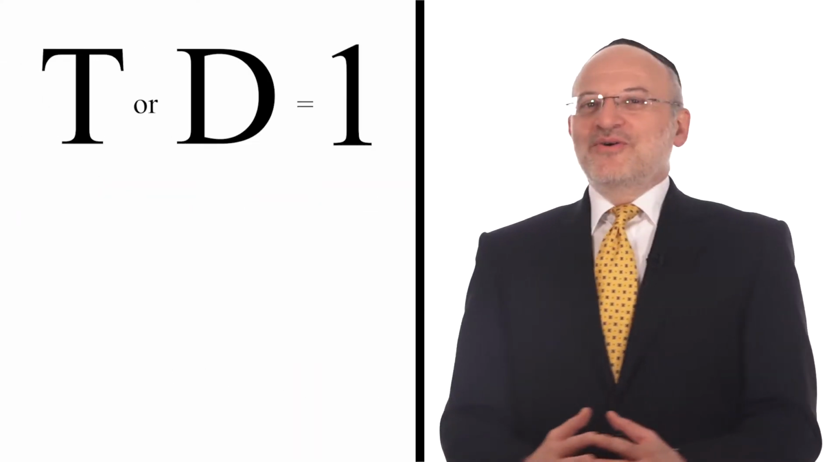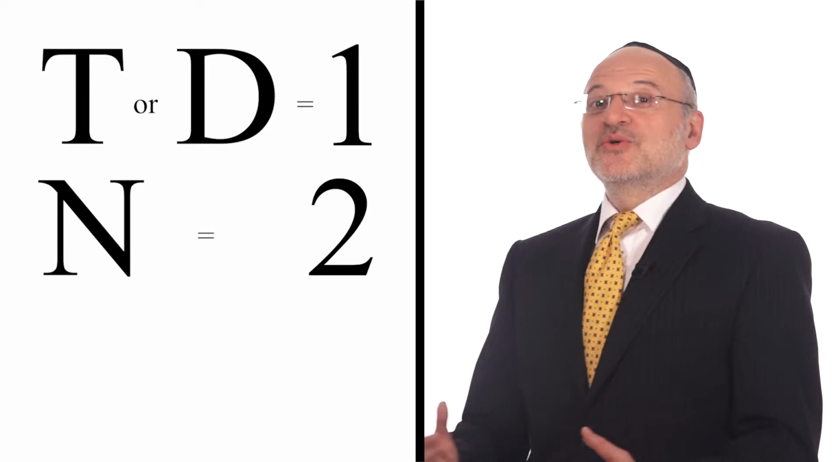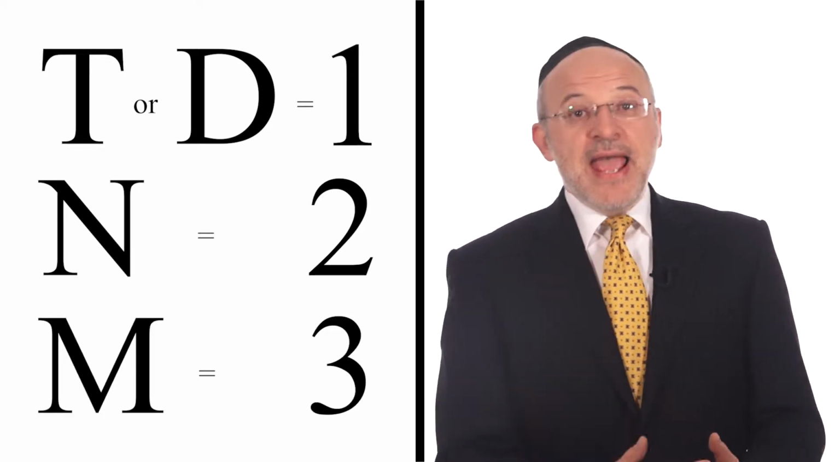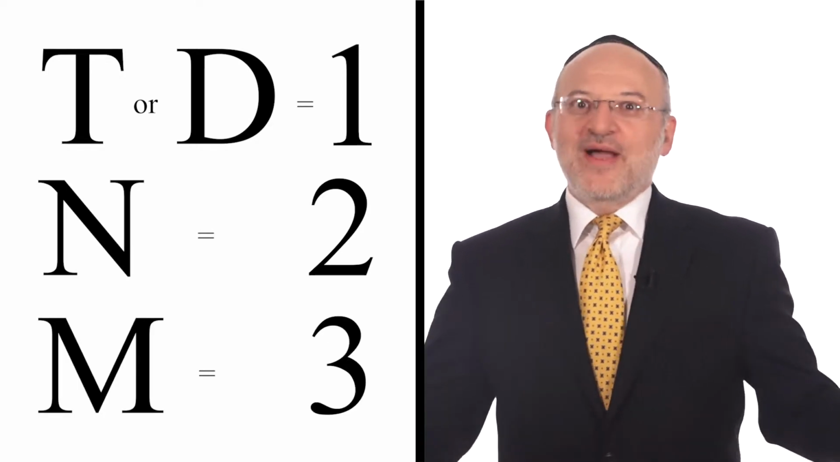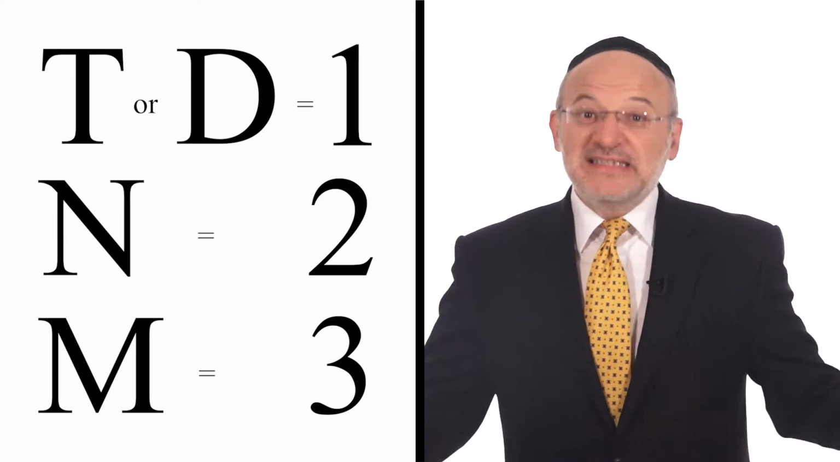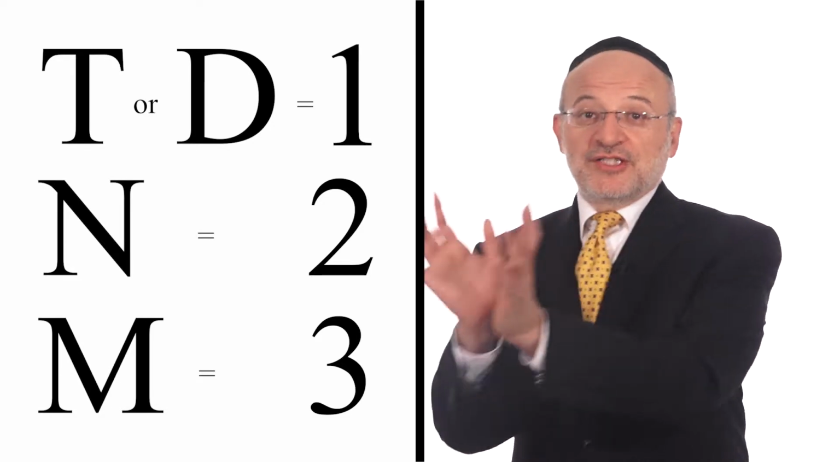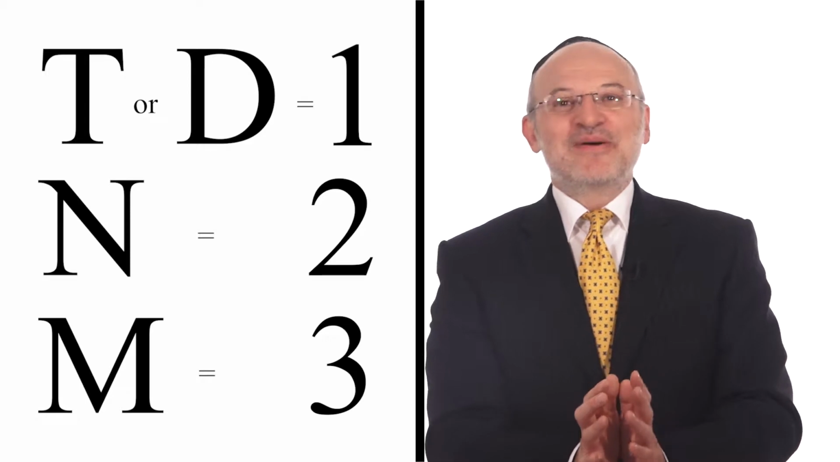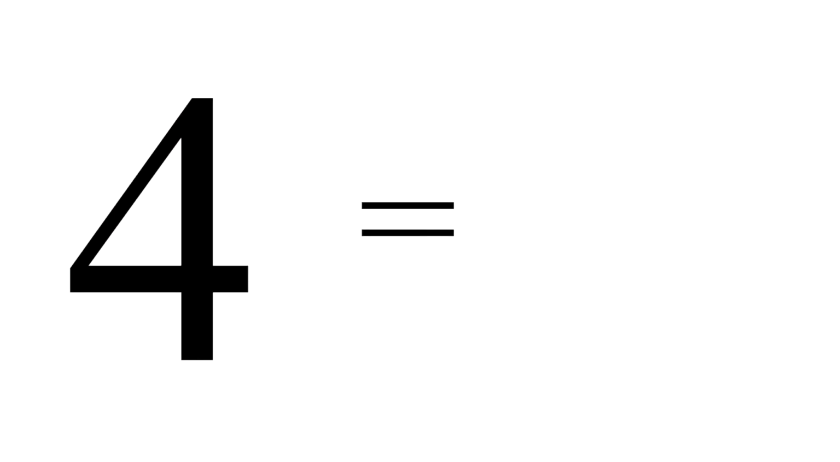Now, you know that 1 is T and D, 2 is N, 3 is M. You're already a third of the way through this whole system. Is it complicated? It takes a little bit of adjusting because you're not used to this perhaps, but really it's very simple. Number 4 is R.